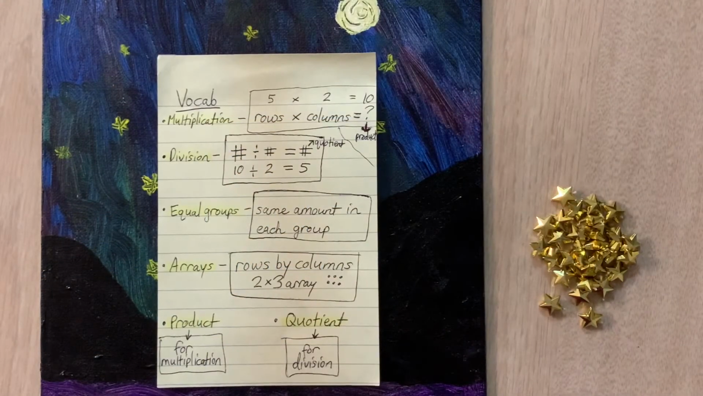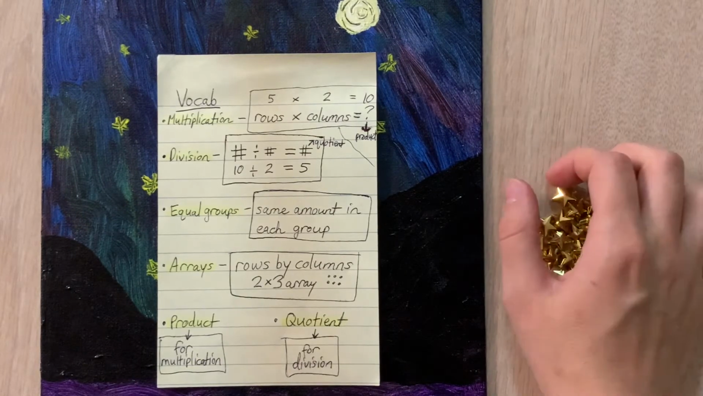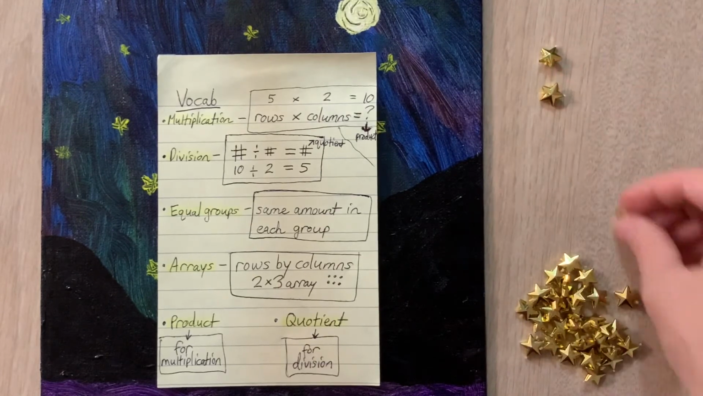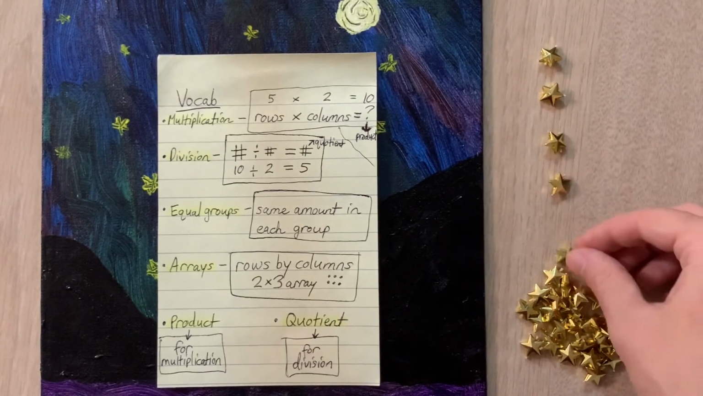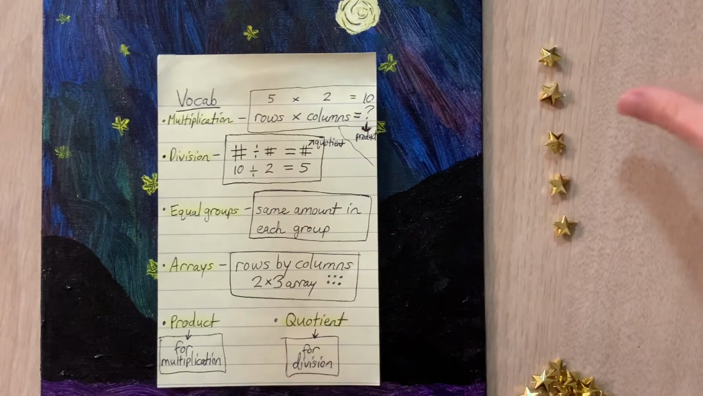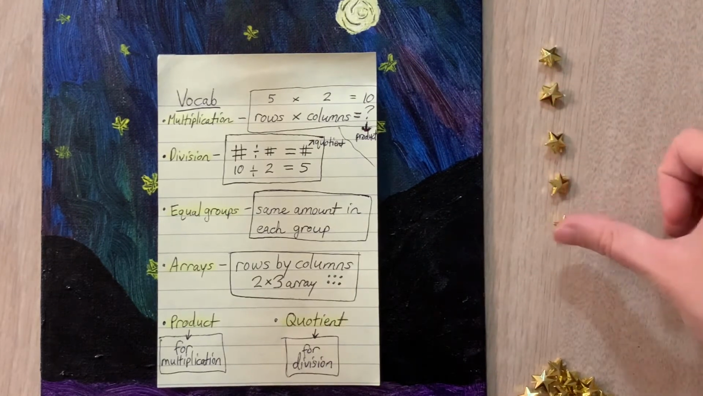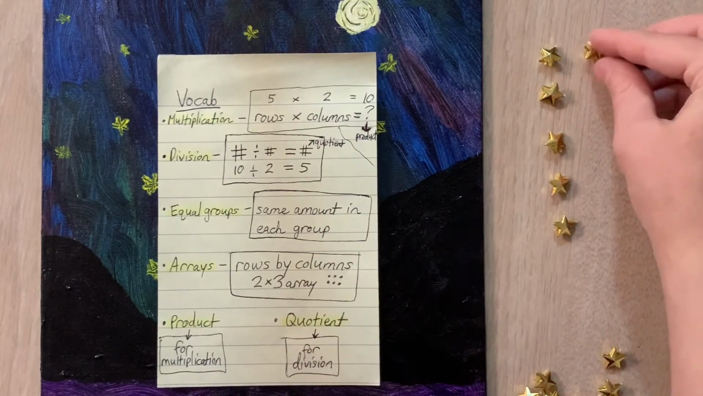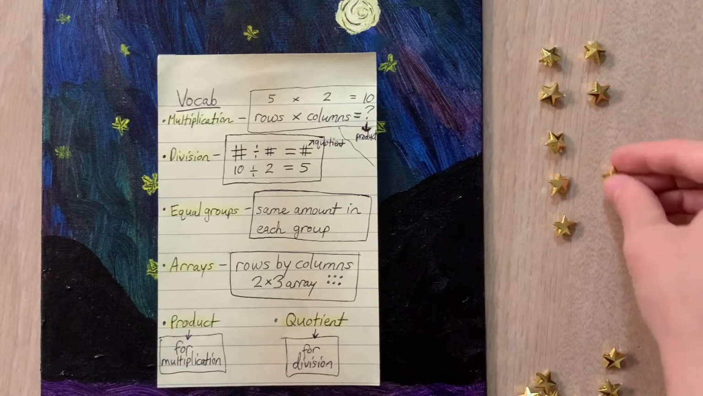First, let's review some vocabulary. Our first vocabulary word is multiplication, and multiplication is when we multiply the rows by the columns to get the final product. So if I have 5 rows, so 1, 2, 3, 4, 5, so first row, second row, third row, fourth row, and fifth row, so 5 rows, and 2 columns, so I'm going to add my second column right next to the first column.